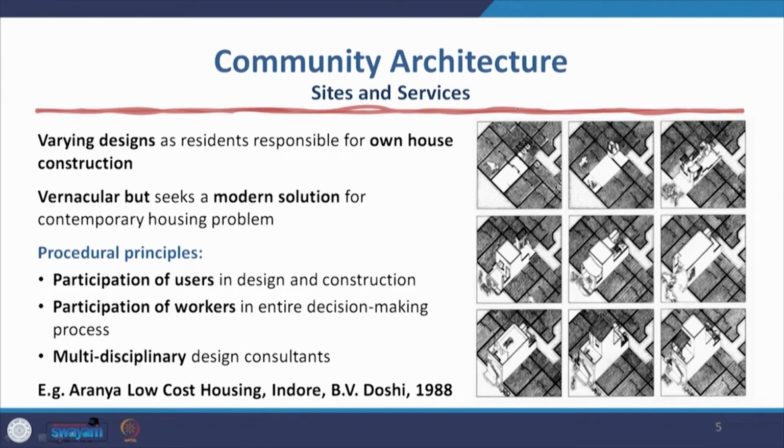Another example of sites and services, which is much more well known in India, is the Aranya low cost housing in Indore by B.V. Doshi in 1988. This also is in sites and services. If you look at this example, there are these plots that have been cut out here that you see, and let us take a site. So here the basic site has been provided. There is an option of providing a kitchen, and then the sanitary and the water facilities are provided.